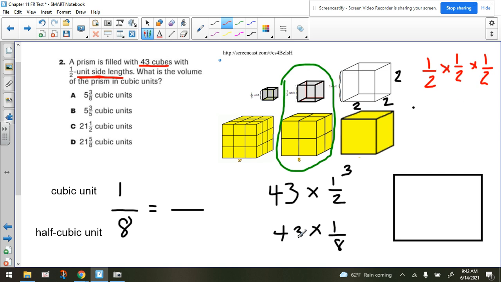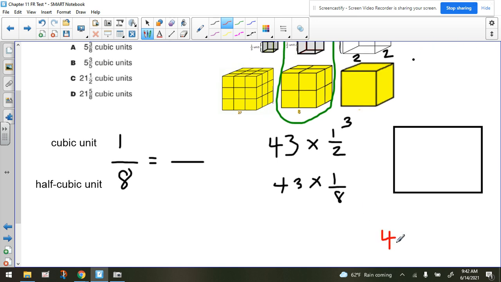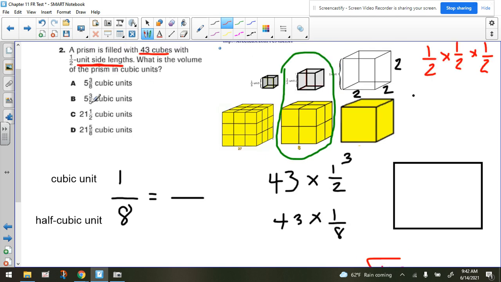So another strategy to figuring out the answer is to just go ahead and multiply 43 times 1/8, which is the same thing as doing 43 divided by 8. So finish that computation up, 43 divided by 8, and you'll end up getting one of these answer choices. So be careful because there are two that look pretty similar.